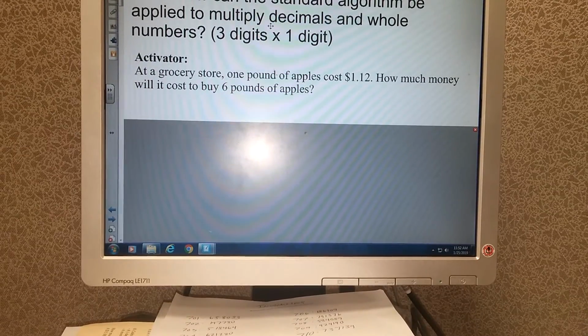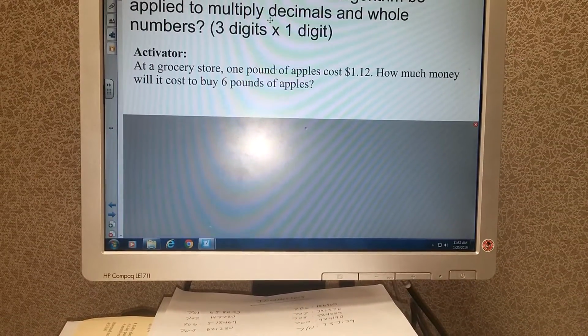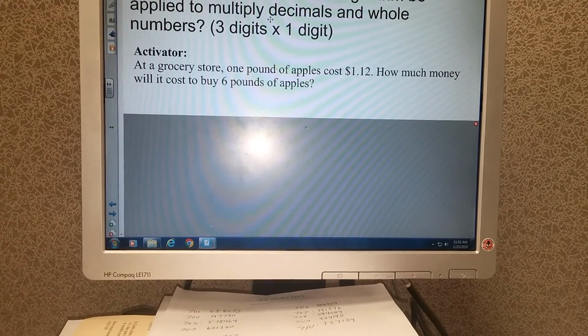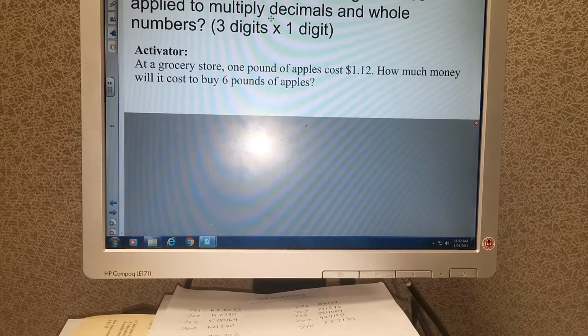So here's the activator. At a grocery store, 1 pound of apples costs $1.12. How much money will it cost to buy 6 pounds of apples? Pause the tape and figure it out.